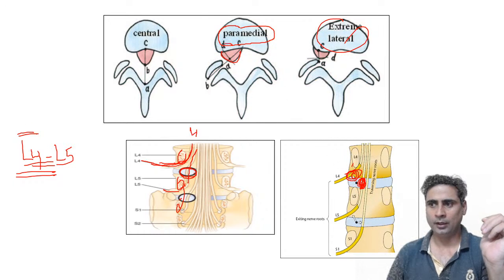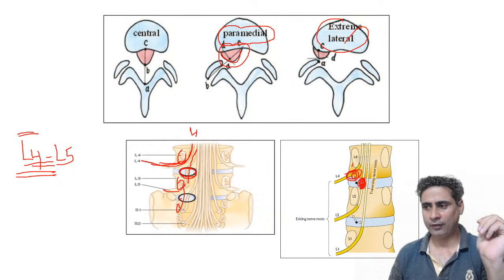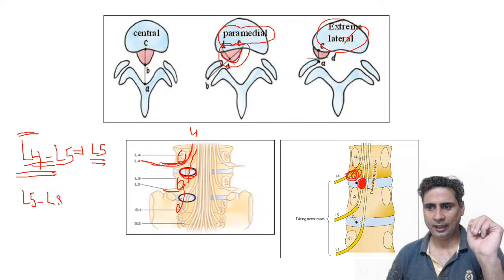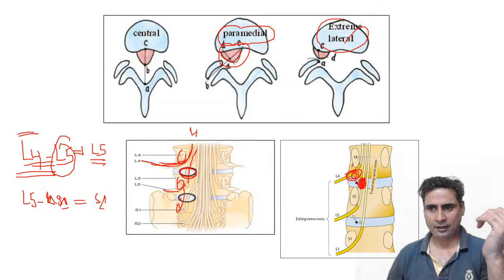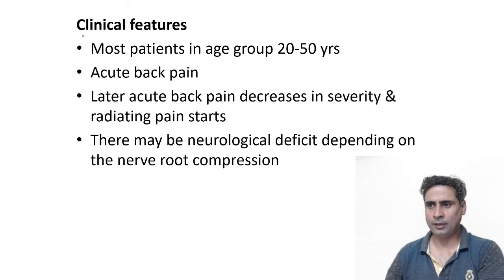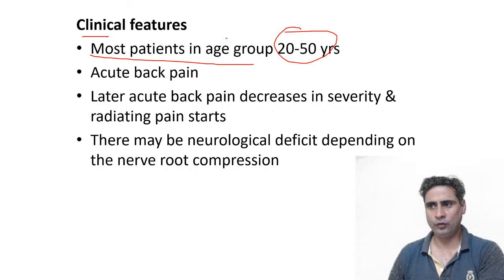So the exiting nerve root will be compressed only in some cases when there is a far lateral disc. In the most common type, paramedian or posterolateral disc, there is compression of the traversing nerve root. Now you can see at the L4-L5 level, the L5 nerve root will get compressed. At the L5-S1 level, it will be S1. So it is the lower root, the traversing nerve root, which will be compressed in intervertebral discs. Okay, so clinically most of the patients are young, in the age group 20 to 50 years.